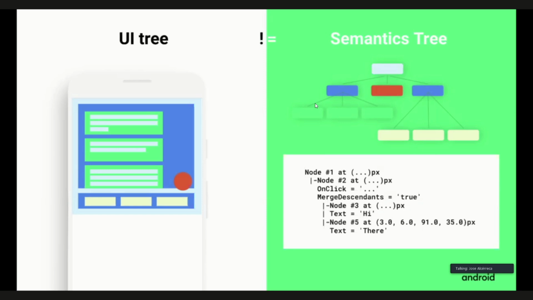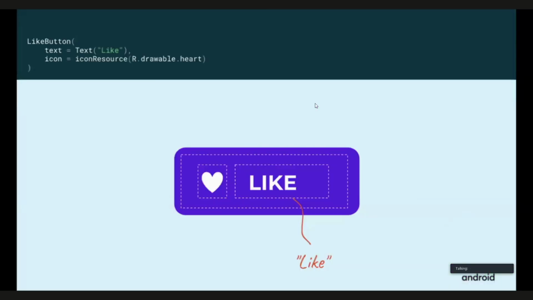This semantics tree is used by accessibility services like TalkBack, for example, to provide descriptions of what's on screen, the labels, what areas are clickable, etc. And it's also used in tests to verify the behavior of our UIs. So let's look at an example.